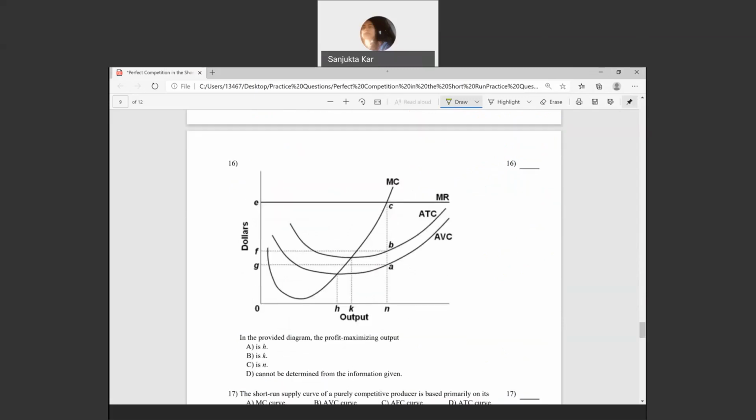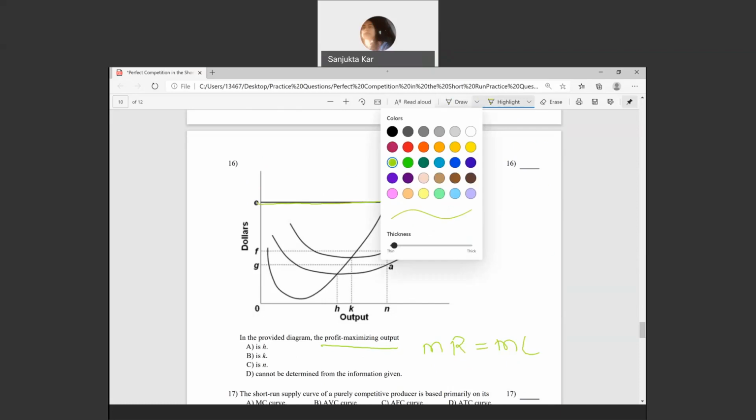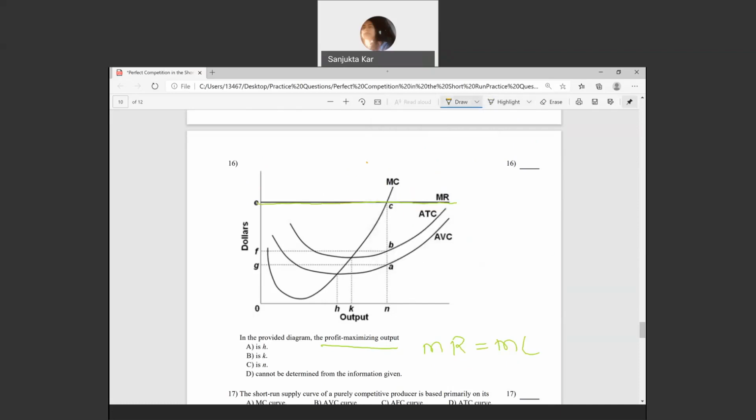Going to question 16 here, the profit maximizing output will be the point at which MR is equal to MC. This is my marginal revenue line here. This one is the marginal cost line. And the output is where MR cuts MC. Definitely this point N here, and this is the answer. And the price will be this point E.